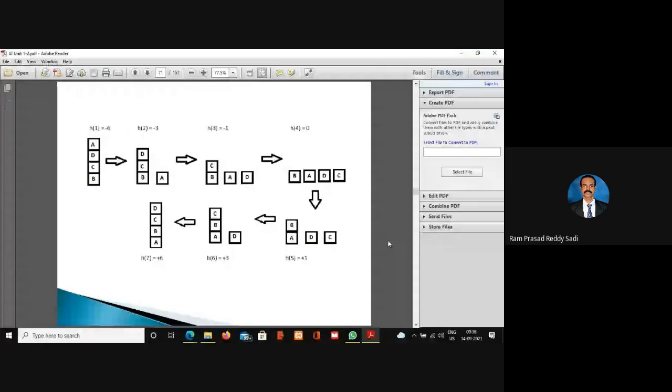This is how the blocks world problem can also be solved using the hill climbing approach. The 8 puzzle problem that we have considered earlier can also be solved using the hill climbing approach. See, it is up to us. Here we need to have a start state and a goal state and then apply the procedure. As simple as that.